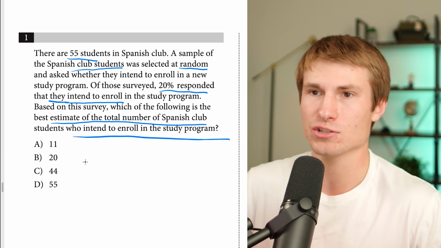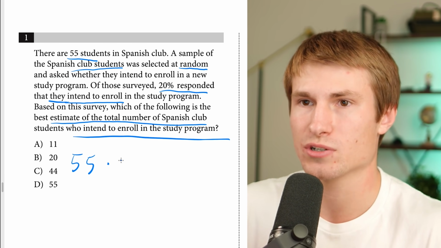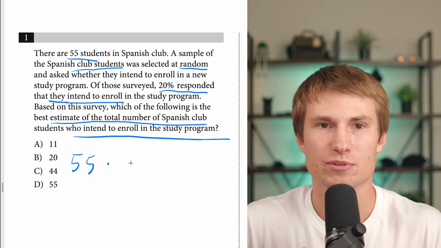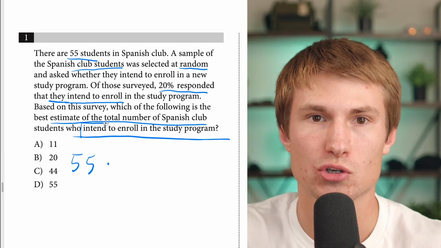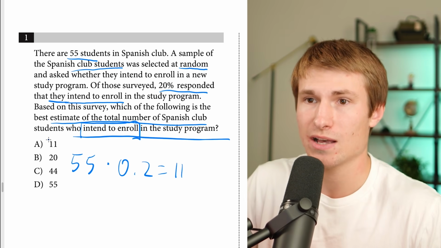In this case, this question's super straightforward. We have 55 total students. We're told that of those who responded, which was a random sample, 20% said they would intend to enroll. We're asked for those who would intend to enroll. So all we have to do is 55 times 0.2, and that'll give us 11. So our answer there would be A.